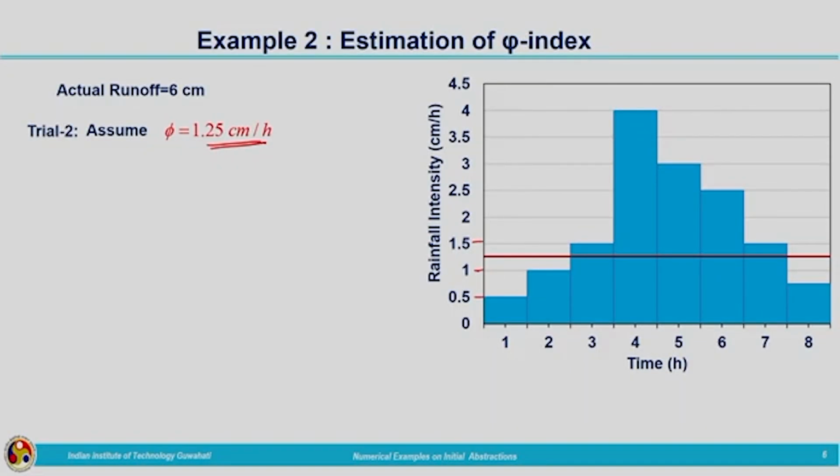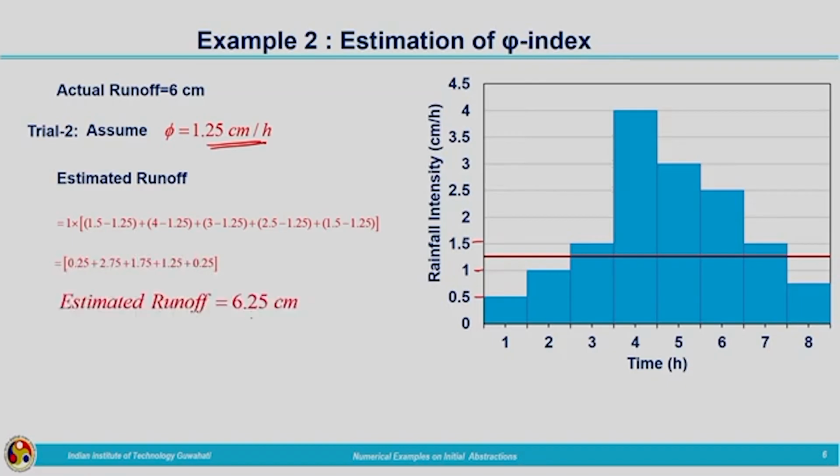Now, we will repeat the computation in a similar way as done previously. The estimated runoff comes out to be 6.25 centimeters. Here also you can see the actual runoff is 6 centimeters and our estimated value is more than the actual runoff. So, phi index should be greater than 1.25 centimeters per hour, because the abstraction should be more. Only then will the calculated runoff be less, because we need to reduce the computed runoff value for it to match the actual runoff depth.